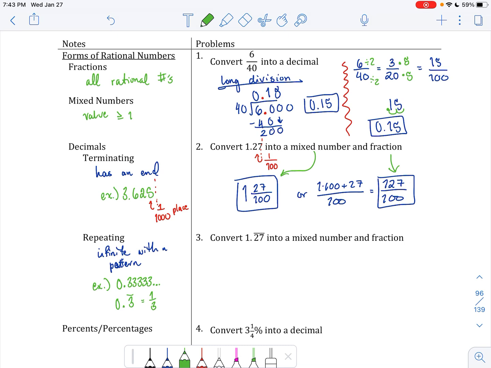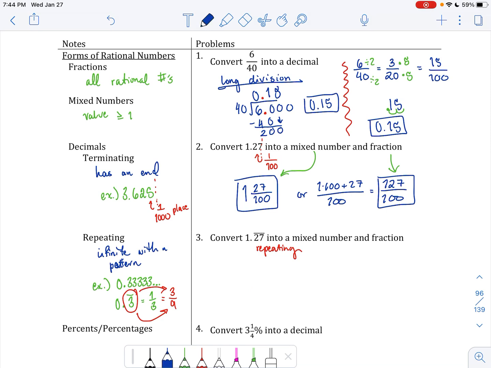Now here, again, in number 3, convert into a mixed number and a fraction, and what you'll see here is that we have this bar across the 2 and the 7, which means that it's repeating. And what that means is that instead of putting a power of 10 in the denominator, instead of 10, we're going to put a 9. So if I look at the example over here, 1/3 is 3/9. So we take our repeating amount here, and that's the numerator, and then the number of digits is the denominator.